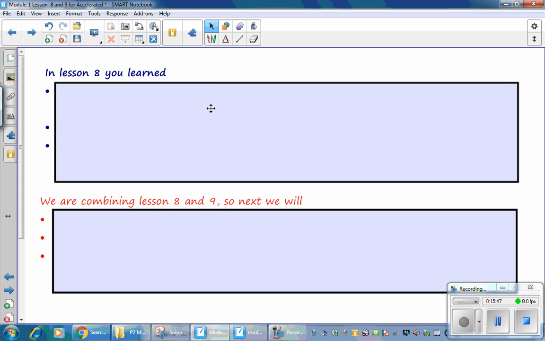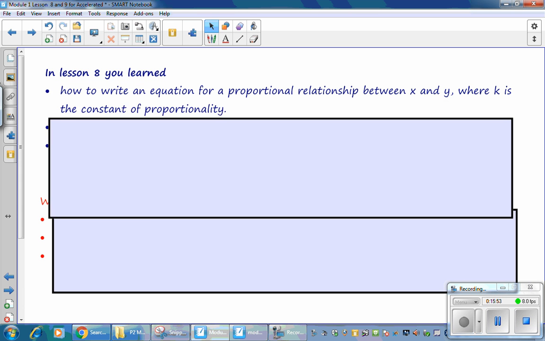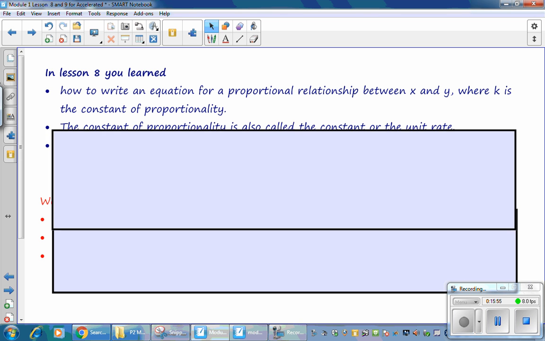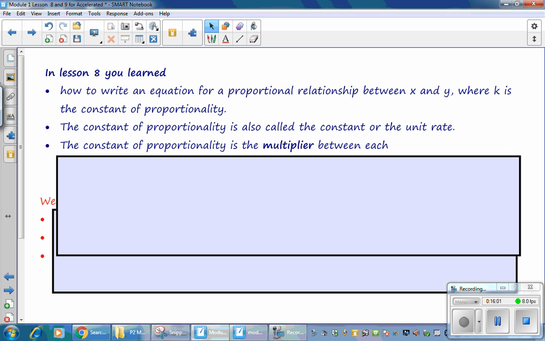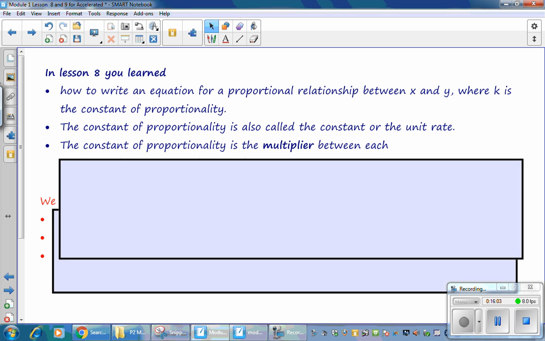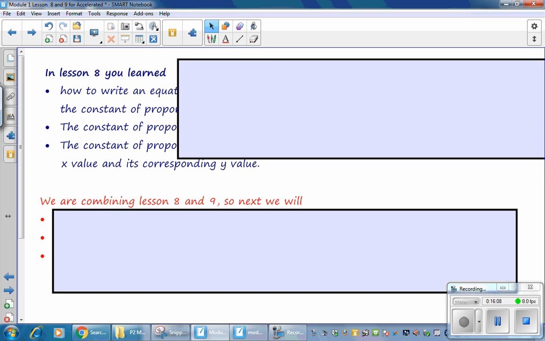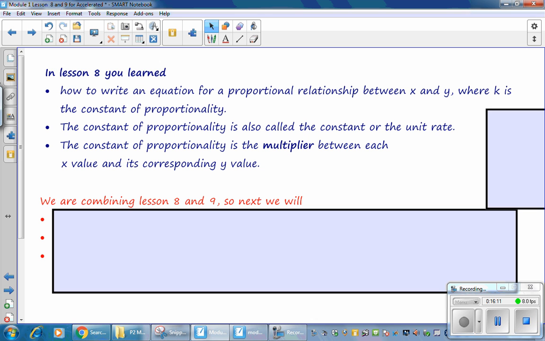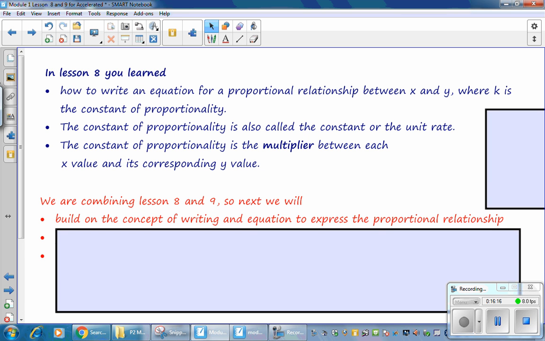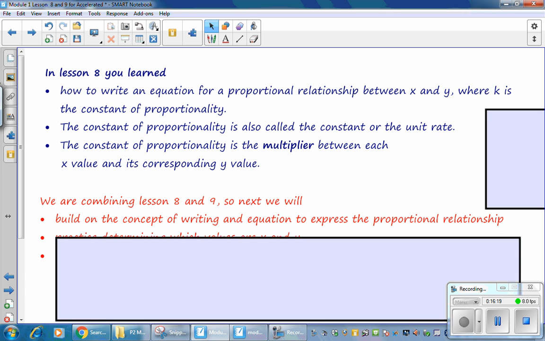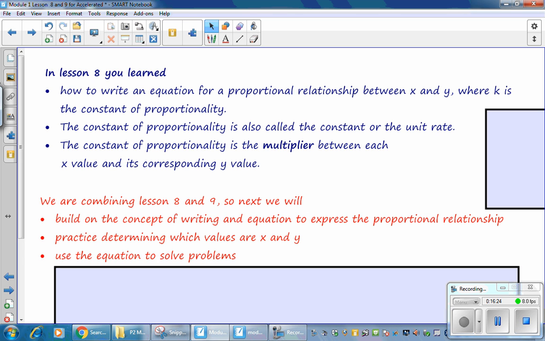In Lesson 8, you learned how to write an equation for a proportional relationship between x and y, where k is the constant of proportionality. The constant of proportionality is also called the constant or the unit rate. The constant of proportionality is the multiplier between each x value and its corresponding y value. We are combining Lesson 8 and 9, so next we will build on the concept of writing an equation to express the proportional relationship, practice determining which values are x and y, and use the equation to solve problems.